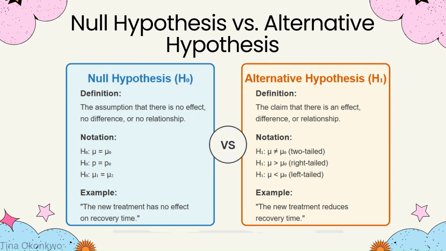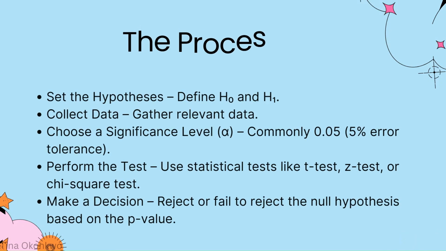These two hypotheses are like the opposing teams in a sports game. We test the data to see if there's enough evidence to reject the null hypothesis in favor of the alternative hypothesis. So, how do we test this hypothesis?